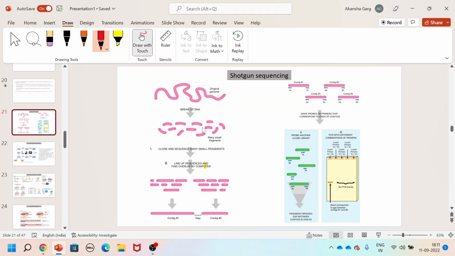So we know that there are certain overlapping sequences which are present in both of them. This means it might come after this. So this is how we perform sequencing in shotgun sequencing.